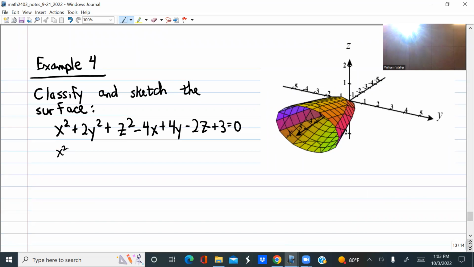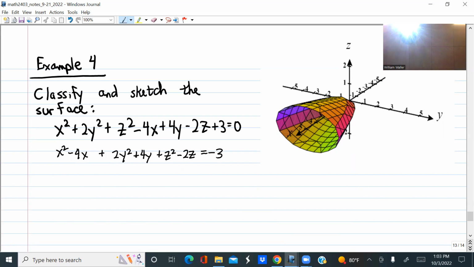What I'm going to do here is write the x terms together. So I'm going to write x squared minus 4x plus, and let's see if I'm doing this right, 2y squared plus 4y, and then plus z squared minus 2z, and then I'm going to put the 3 on this side, and that becomes minus 3. Did I write that down right? Yeah, so far so good.